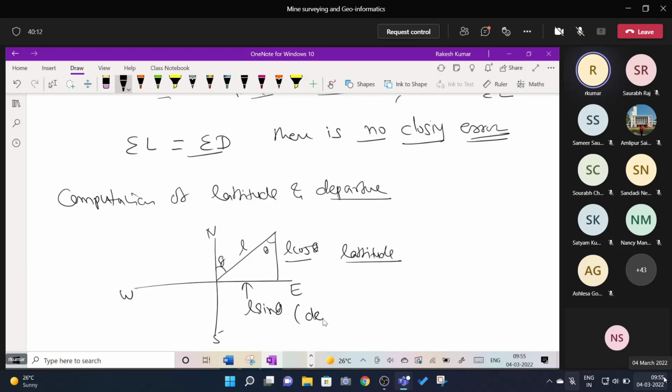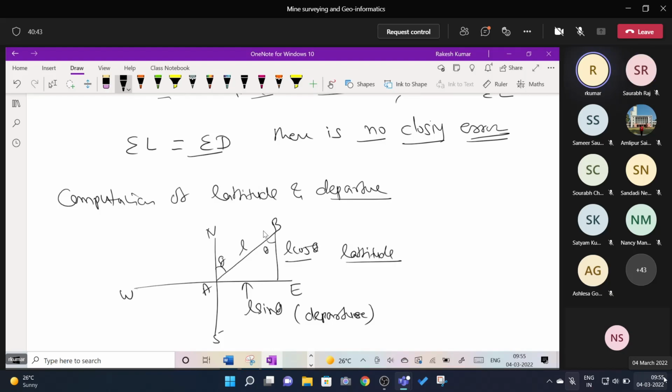This is departure. Is it okay? Yes or no? We define the latitude and departure in this fashion. If I say this is my point A and point B, is it okay?